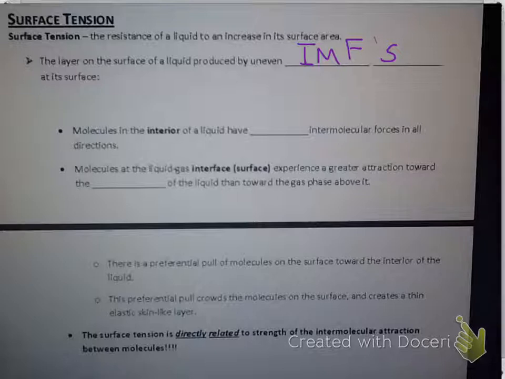Well, it has something to do with this topic of surface tension. Surface tension is the resistance of a liquid to increase its surface area. So it's the resistance of a liquid from spreading out onto a surface that it's been poured onto. And sometimes liquids will exhibit surface tension.